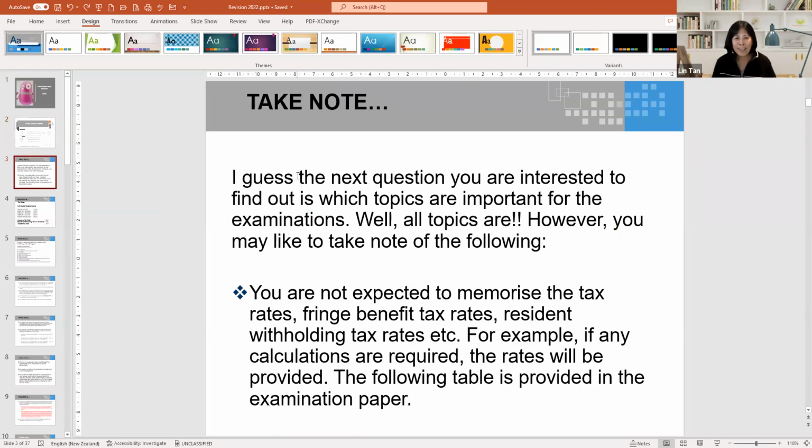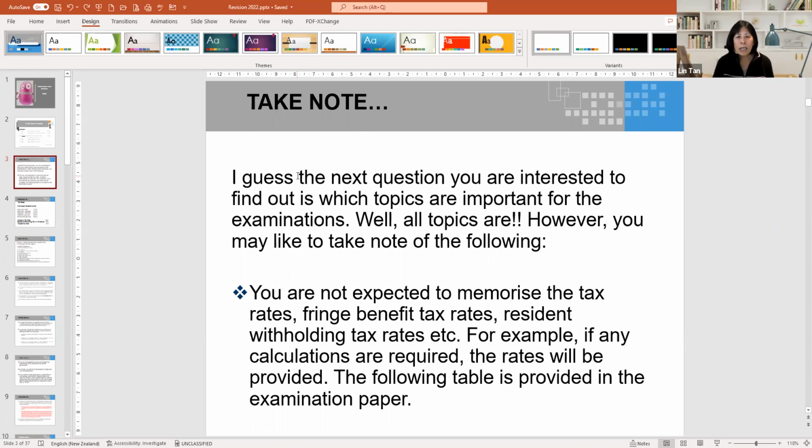Well, as I have it here, I guess the next question you're interested in is to find out which topics are important or which topics are examinable. So I can say at this stage that all topics are examinable.